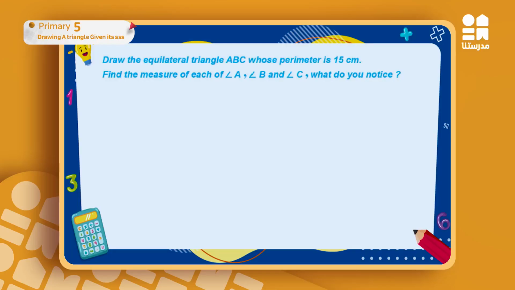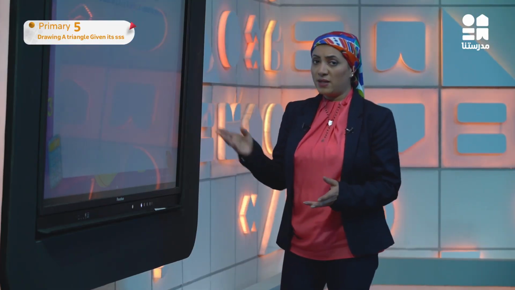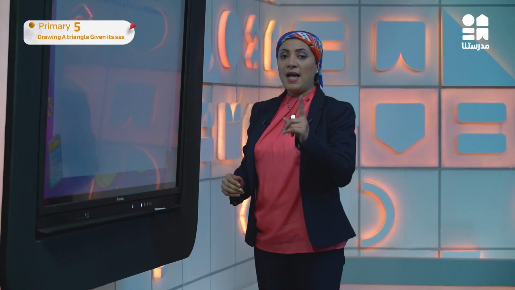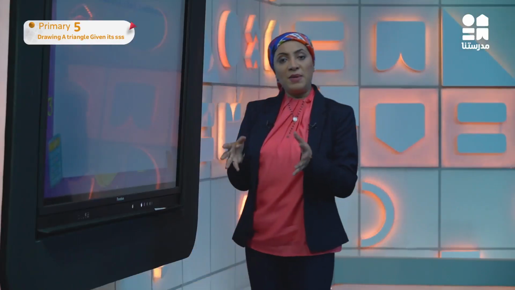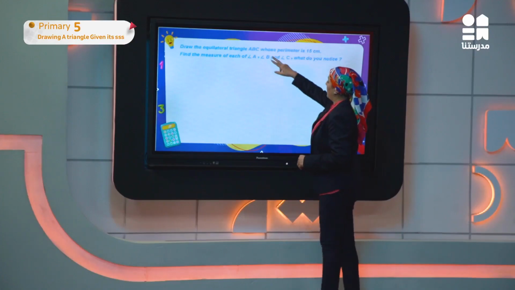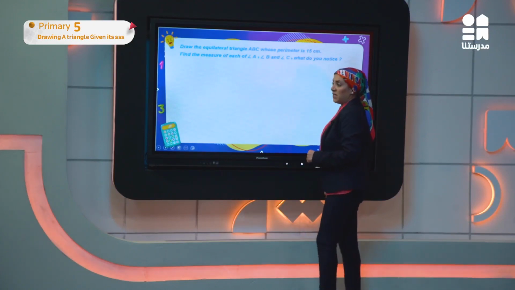If I want to draw an equilateral triangle ABC and I know that its perimeter is 15 centimeters, I don't have the length of any of the sides that I should use to draw my triangle, but I have its perimeter. And another tip he gave me. He gave me two pieces of information that will help me know the length of each side. First, it is an equilateral triangle, and we agreed that in an equilateral triangle all the sides are equal, or its 3 sides are equal. And he told me also that the perimeter is 15 centimeters.